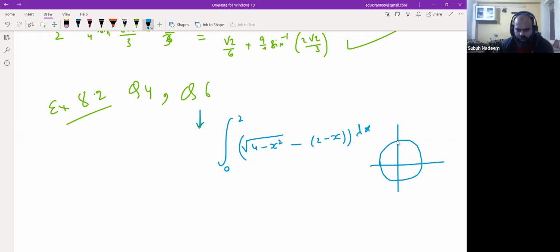So if you draw the figure, this is going through this point like this, 2 comma 0, 0 comma 2. Yeah. So what is the answer which you will get? Just calculate.